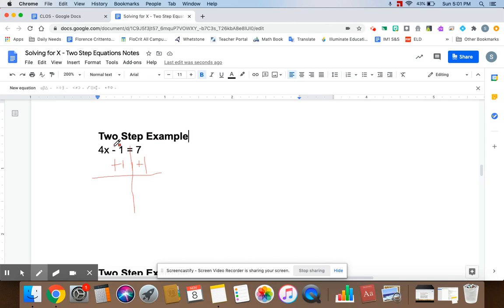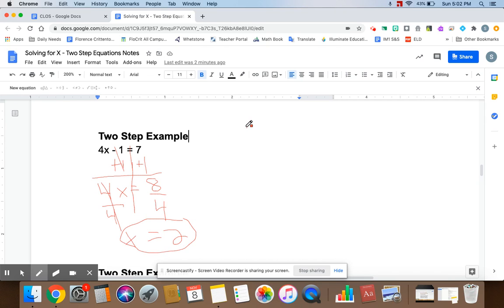So now negative 1 plus 1 will eliminate, and I'm just left with my 4x's equaling the 7 plus 1, which is 8. Now, how do I get rid of this 4? Well, the inverse of multiplying is dividing. So I have to divide both sides by that 4. And then 4 divided by 4 is 1x. And 8 divided by 4 is 2. So x is going to equal 2.